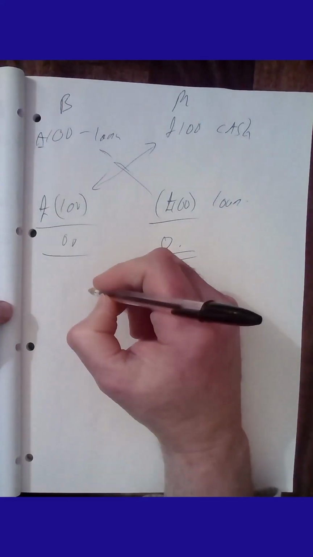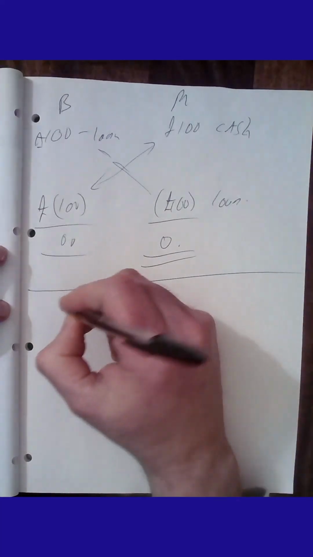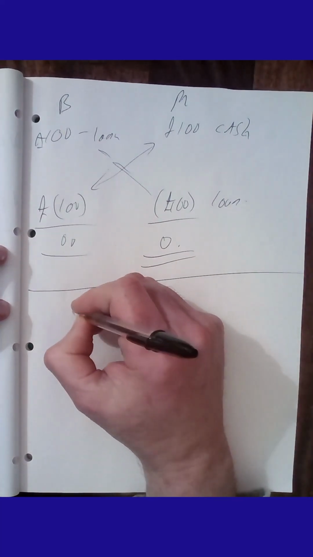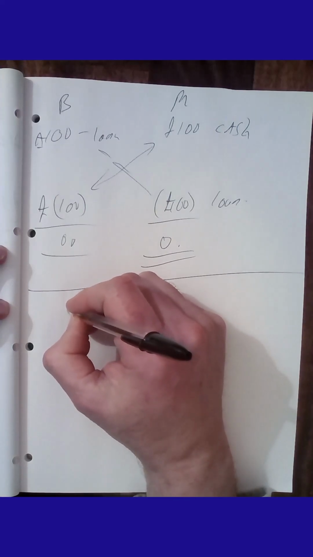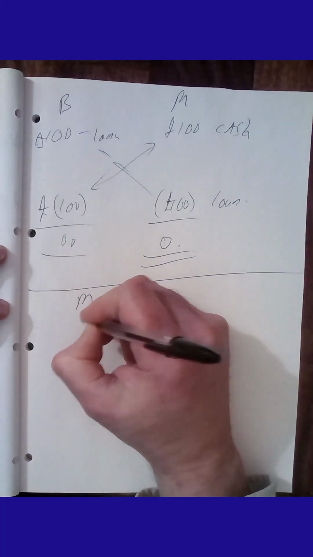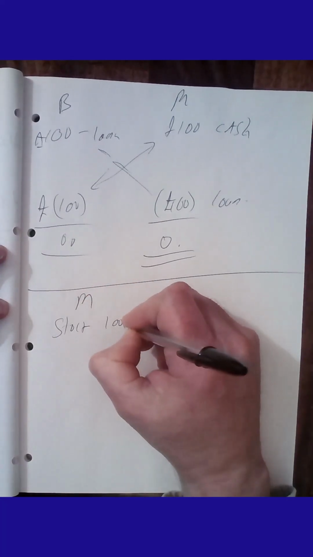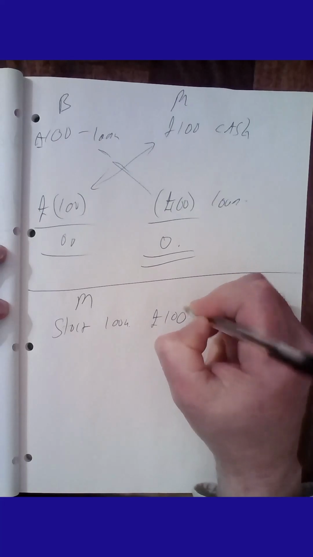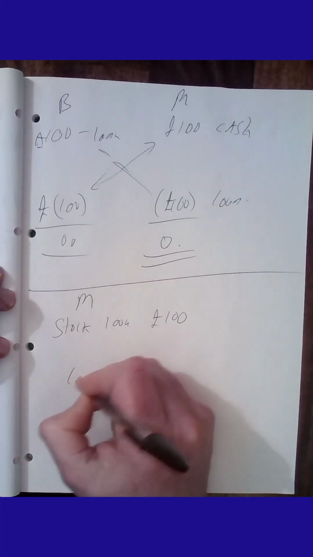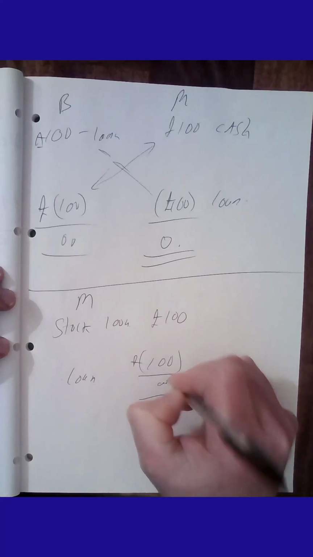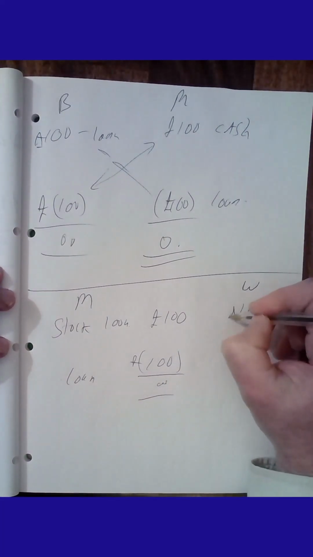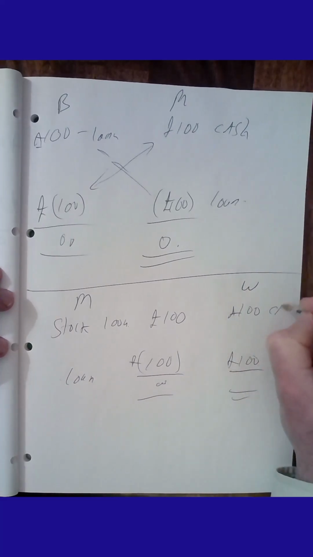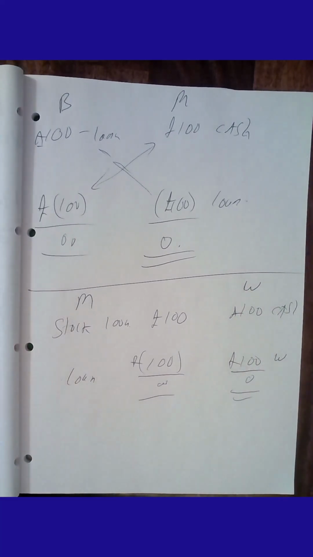What happens this time round is the manufacturer pays the workers £100 to make 100 goods. So at the end of the week, the manufacturer's balance sheet looks like stock, 100 units, £100 if you value stock at cost. They still have the loan, 100 quid. The workers have got £100 in cash, and this is the wealth, and again, it goes down to zero.